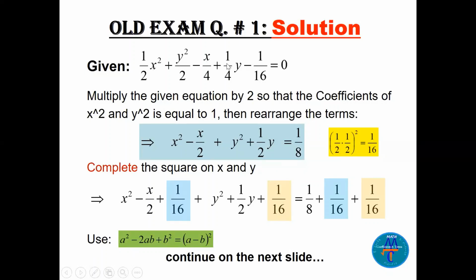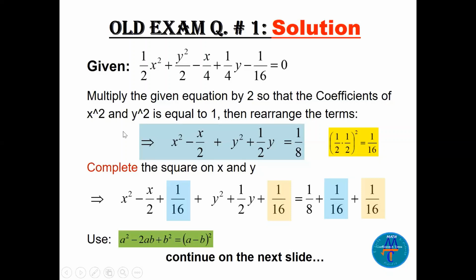Also, x over 4 and 1 over 4 y. Multiply by 2, so x over 2. And here multiply by 2, half y. Multiply by 2, 1 over 8, take it on the other side. Now we don't care about these fractions, remember. We care about the coefficient of x squared and the coefficient of y squared. Now remember completing the square. If you need to see completing the square in detail, please go to lecture number 20.